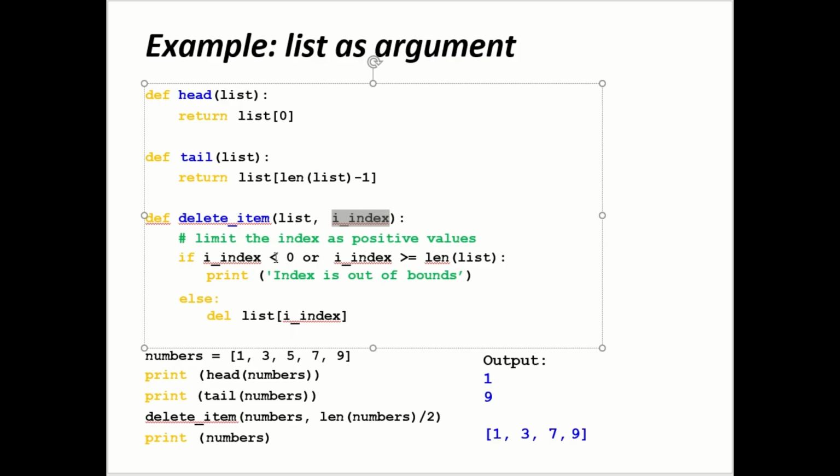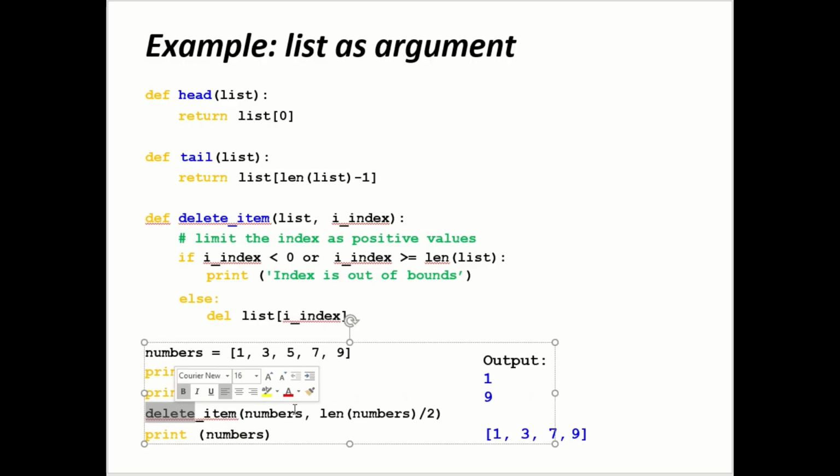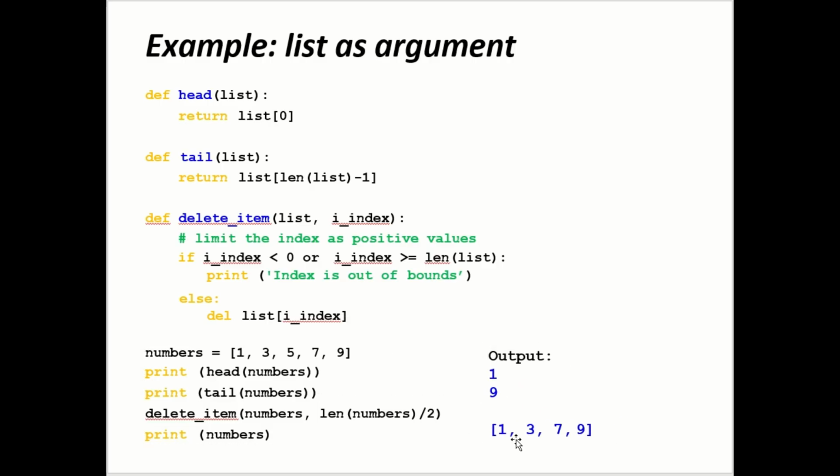So if the index is less than 0 or greater than the length of the list, print index is out of bounds, or if it's a valid index location, delete the element of the list at that index location. So if we call that function on numbers and then the length of numbers divided by 2, basically the middle index location, what that'll give us as output is 1379. This 5 is gone, deleted.